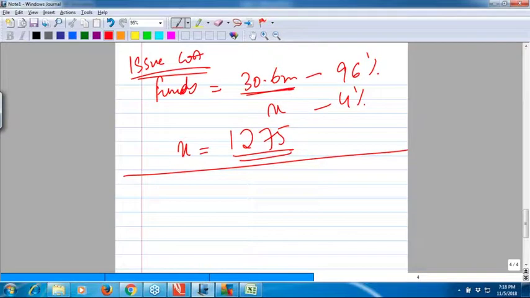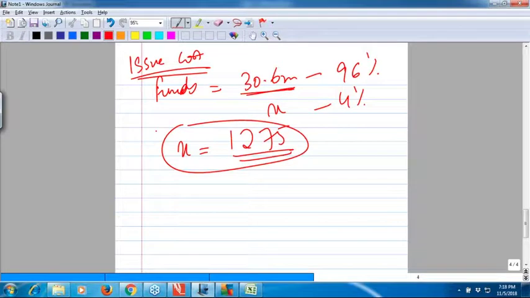The examiner tells us that the issue cost is not tax deductible. So if the issue cost is not tax deductible, we would just put the issue cost like this: the issue cost is not tax deductible, therefore no tax savings, etc. Now there are two questions that the students can have. What are those two questions going to be?